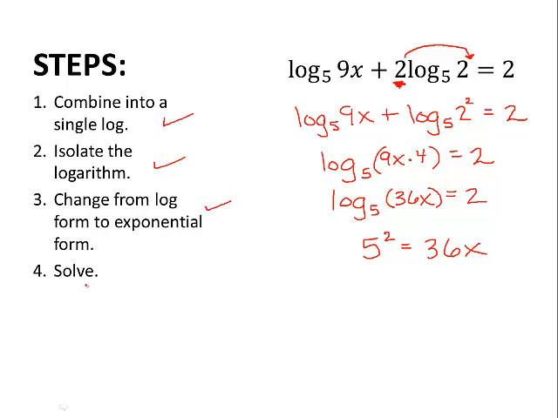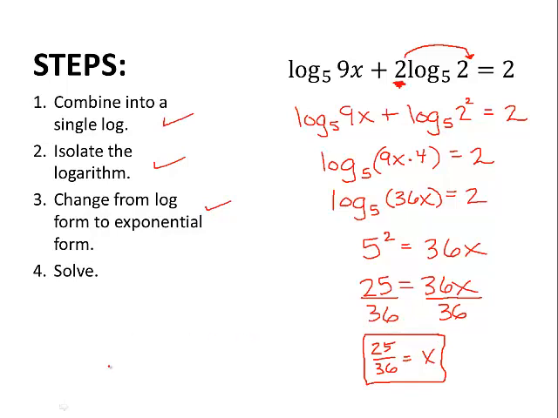Next, we're going to solve for x. I'm just going to simplify before I get the x by itself. So this is now 25 equals 36x. And just like the one we did, we're going to do some division here. So we'll divide both sides by 36 to cancel out the multiplying. And we get a fraction that does not simplify. So I'm going to leave my answer as that fraction. So we get x equals 25 over 36.